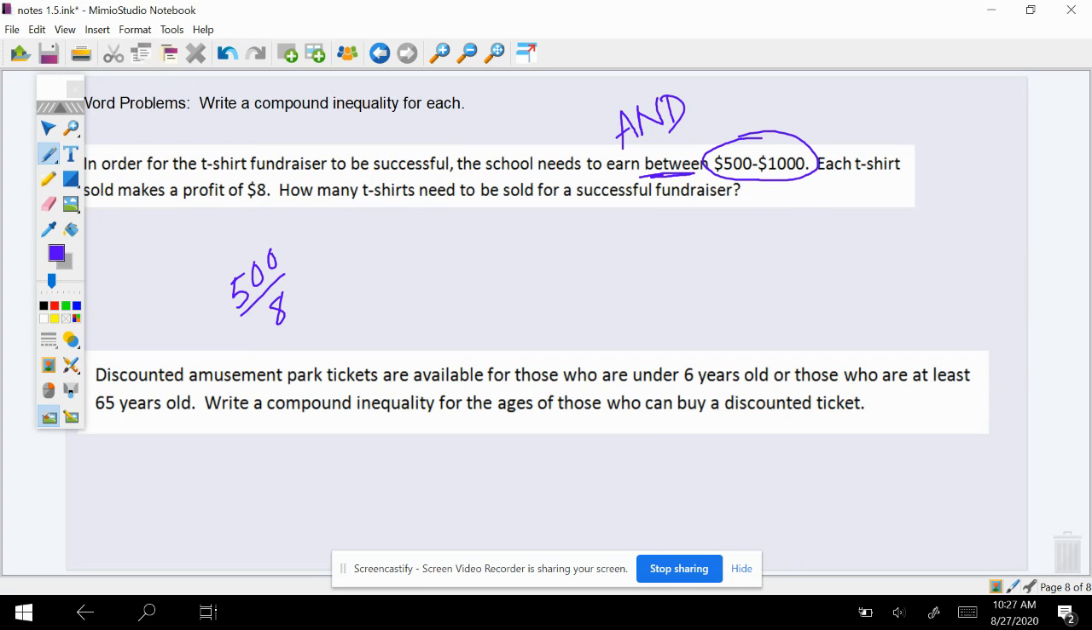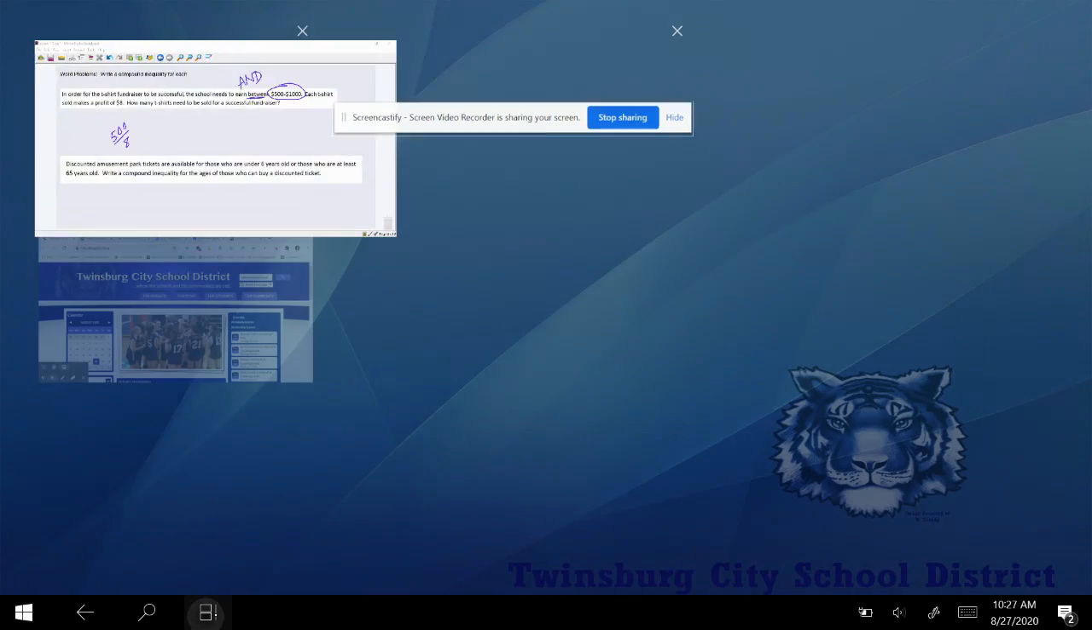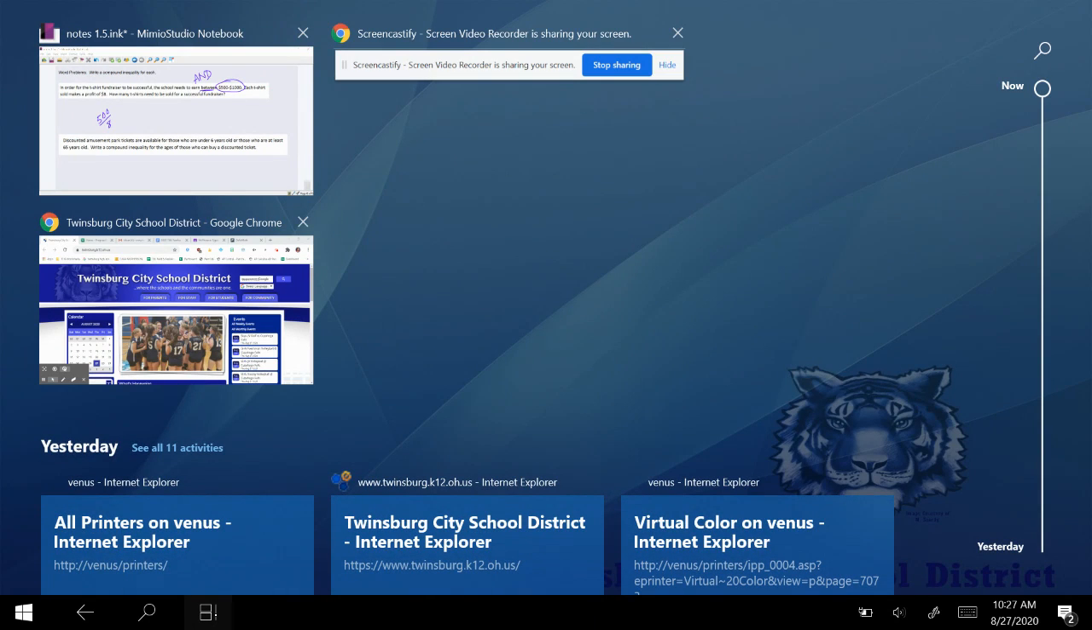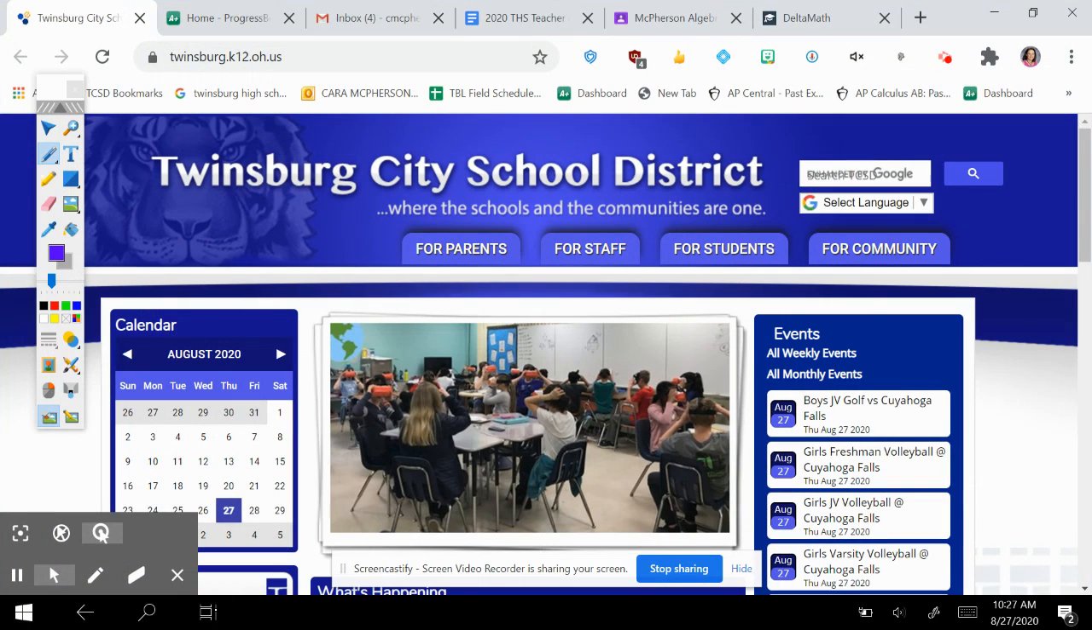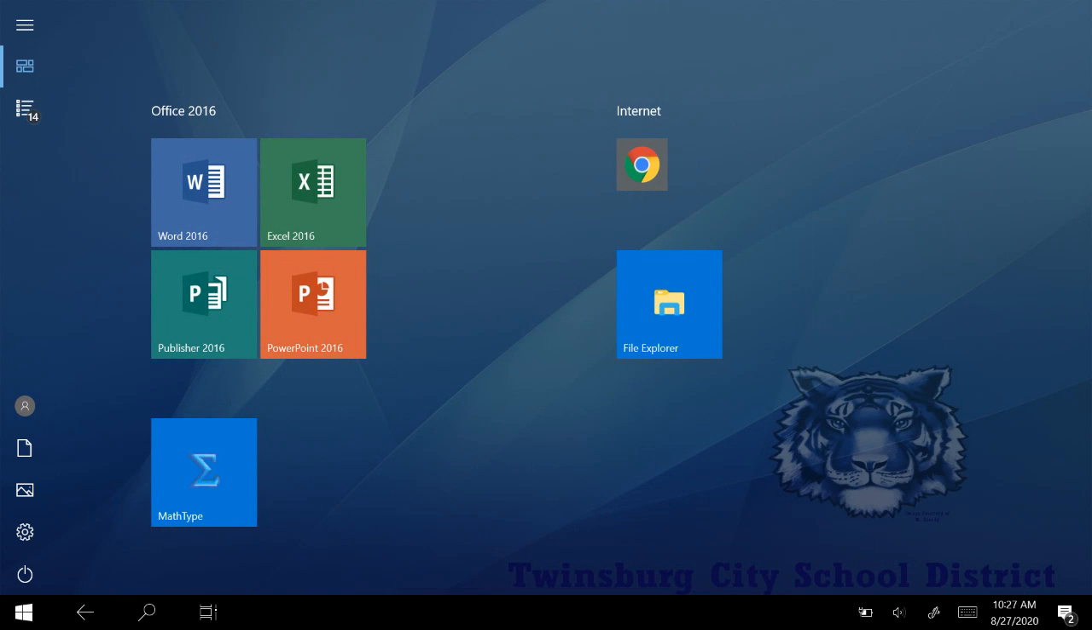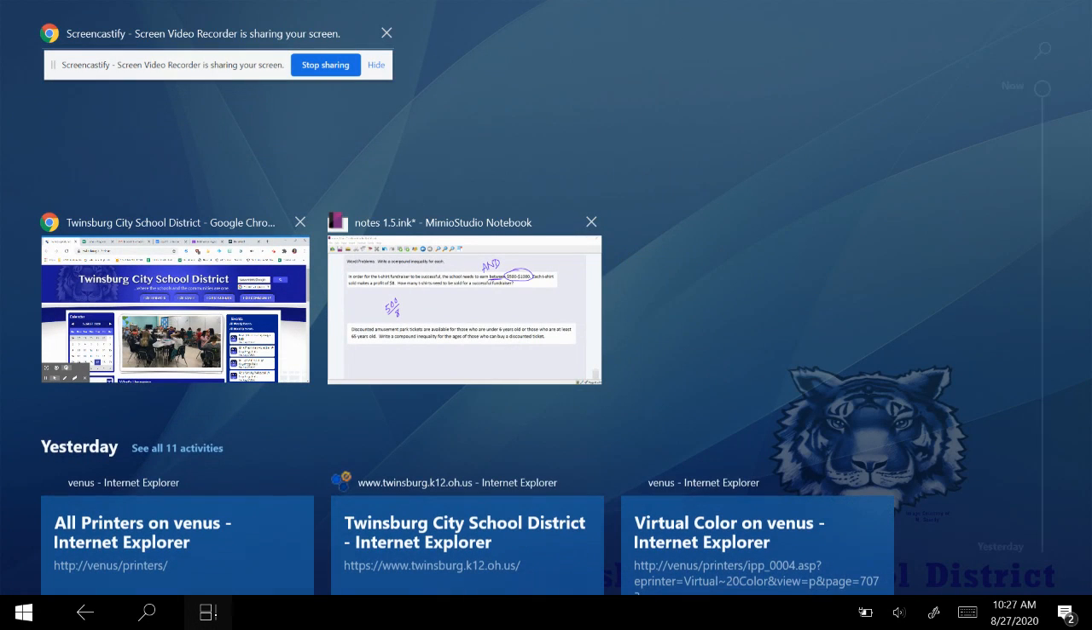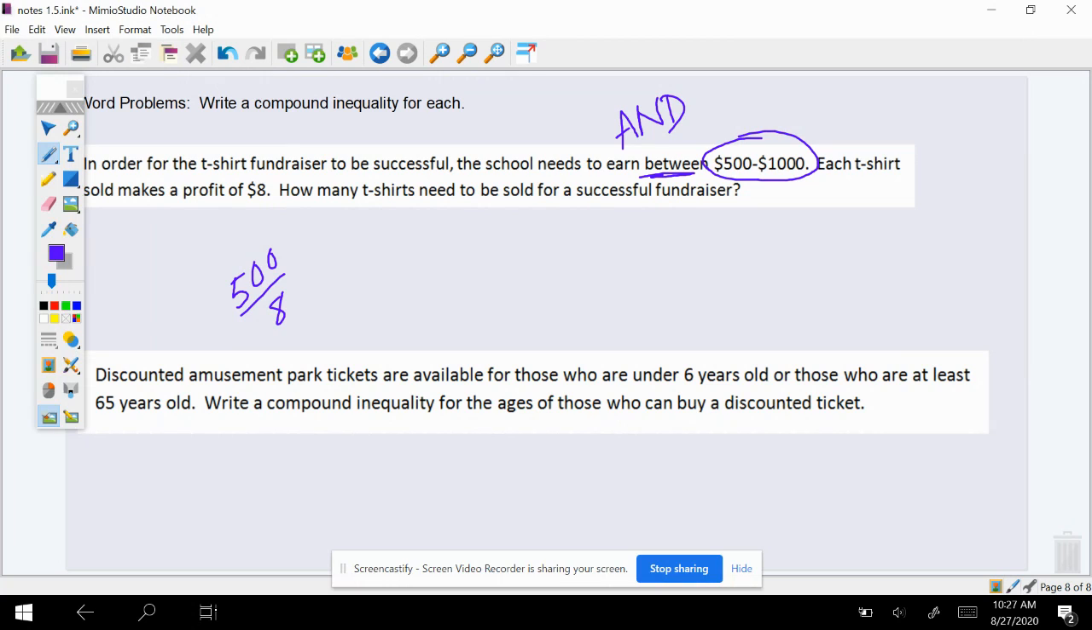Let's see. Do I have a calculator close by? Actually, I think I do. Give me 1 second. Maybe I don't. I'm not going to mess with it. I can do it. Grab a calculator and go ahead and do 500 divided by 8 and get your answer. And then do the same thing with 1,000. So go ahead and do 1,000 divided by 8 because you want to figure out how many t-shirts.